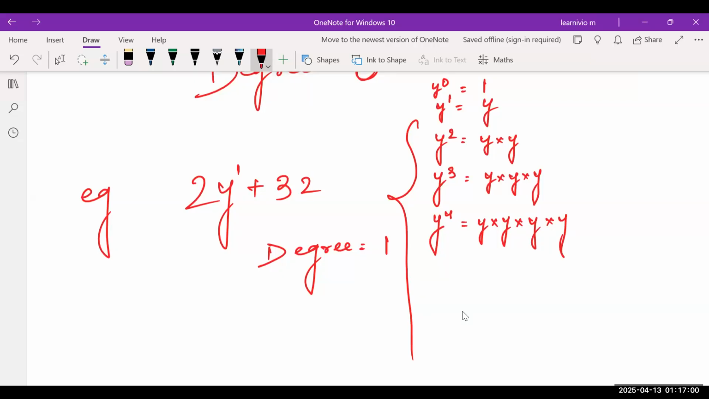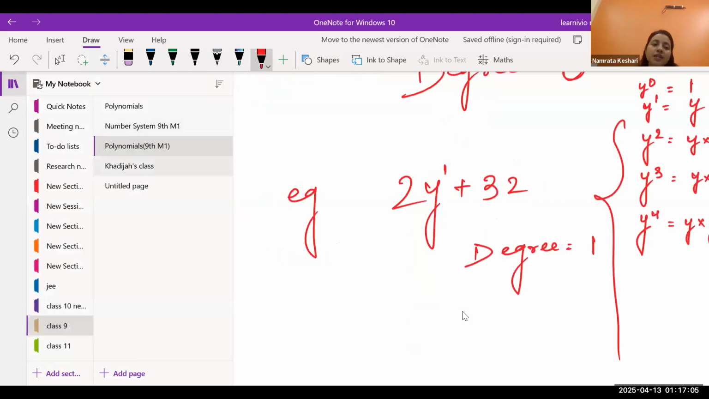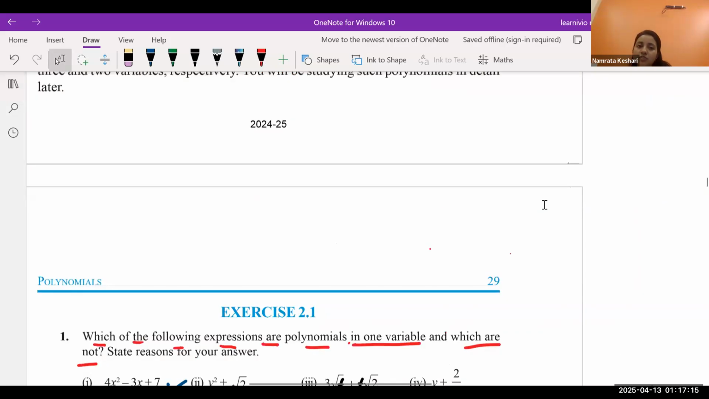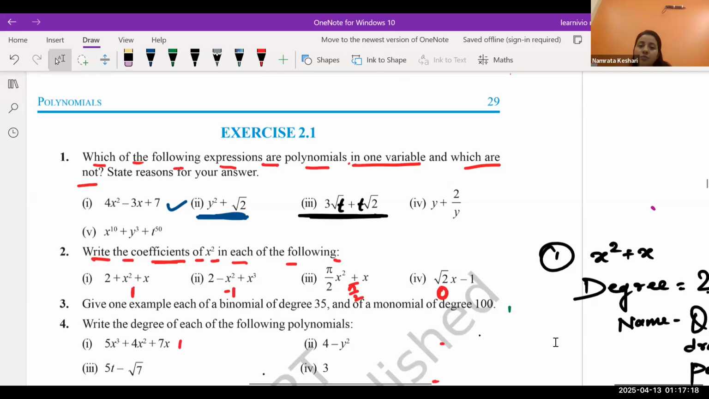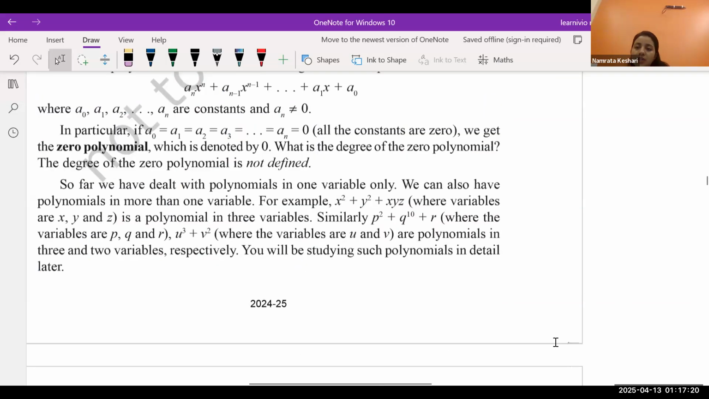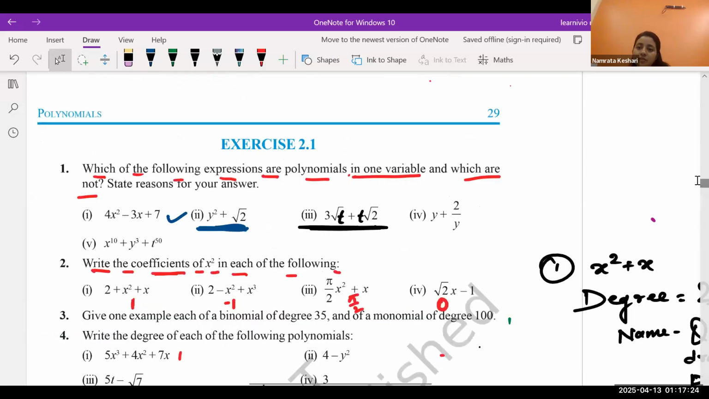So now I will show you questions on degree. It's that simple. We just have to write the degree of the given polynomials. Okay, let's see the question. Then I'll start with the names given on the basis of degree. The polynomials have specific names that we'll be discussing, but first let's cover the degree.